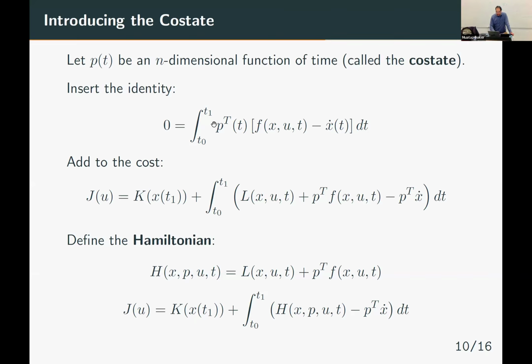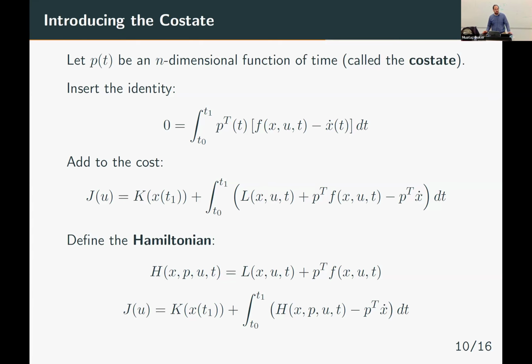So why this is an identity: the integration of P transpose times F minus X dot is equal to 0, because obviously X dot is equal to F of X. So obviously this is why we call this an identity, okay? Just 0. But now we are going to add this identity to the cost function. This is the cost function, right? In the cost function, we have L, nothing. So we are going to insert that here.